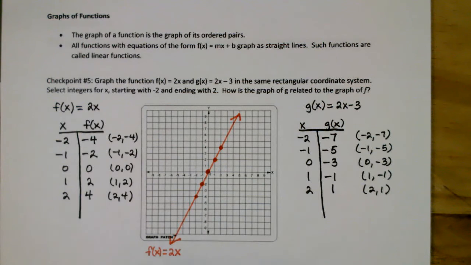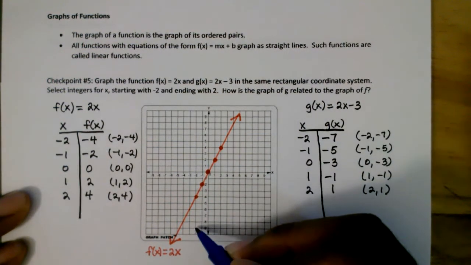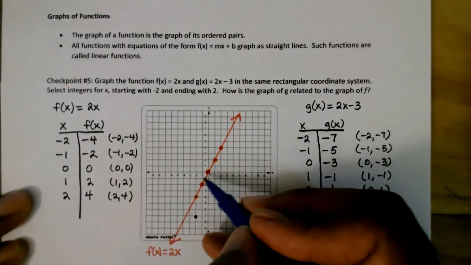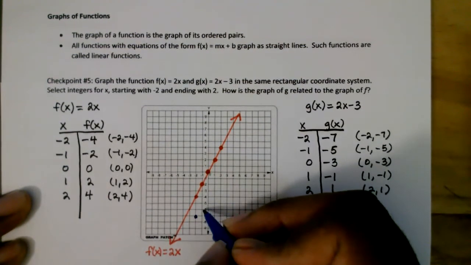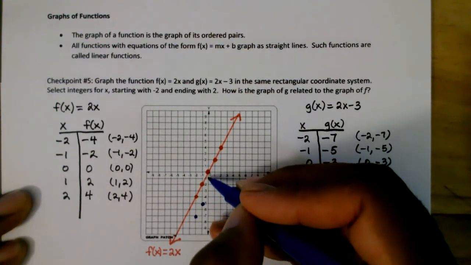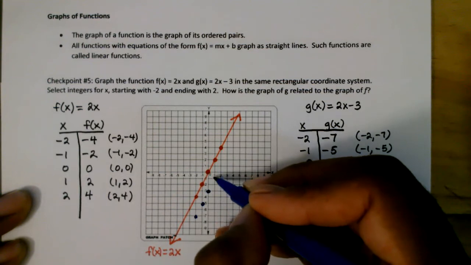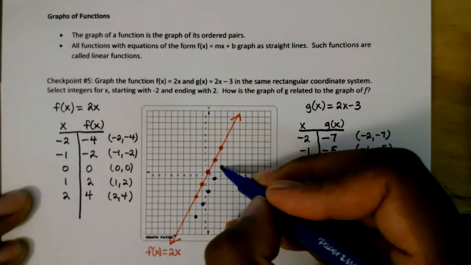So I'm going to plot those on the coordinate plane. Let's see, I'm going to use a different color. So (-2, -7) will be to the left 2 and down 7. And then (-1, -5) will be to the left 1 and down 5. It's right here. (0, -3), we stay at 0 but go down 3. (1, -1) will be to the right 1 and down 1. And (2, 1) will be to the right 2 and up 1.